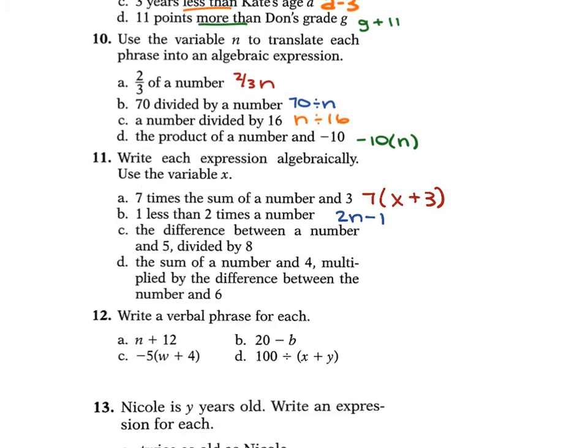For C, it says the difference between a number and 5 divided by 8. Difference between a number and 5 is x minus 5, and then divide that by 8. This should be x. For D, it says the sum of a number and 4, so that's x plus 4, multiplied by the difference between the number and 6, so that's x minus 6.